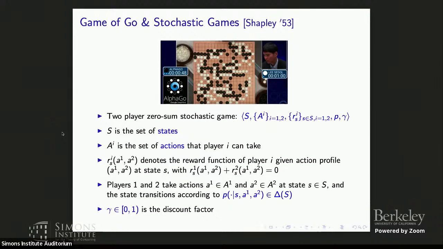This model can be used to model Go games, where you can view the placement or positions of the stones as the state. Every time either of the players makes a move, it corresponds to an action, and it affects how the state transitions to the next state. Also, if you consider an infinite horizon setting, you sometimes need a discount factor on the long-term accumulated reward.